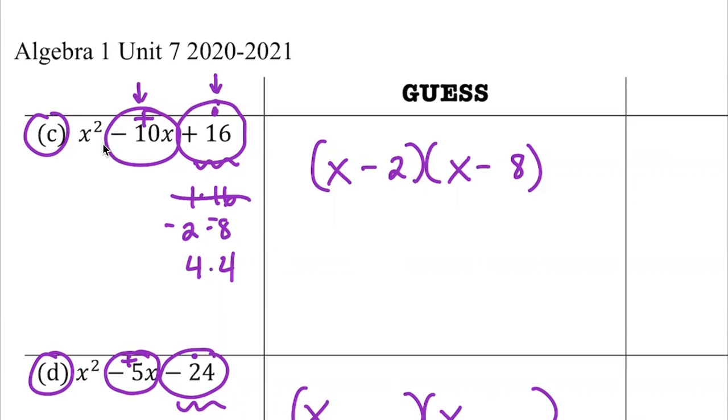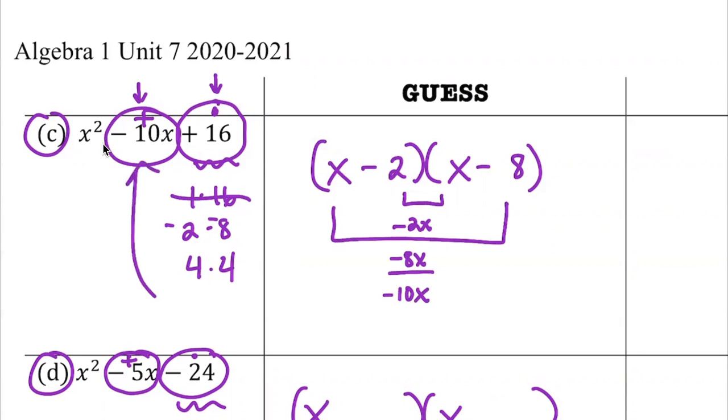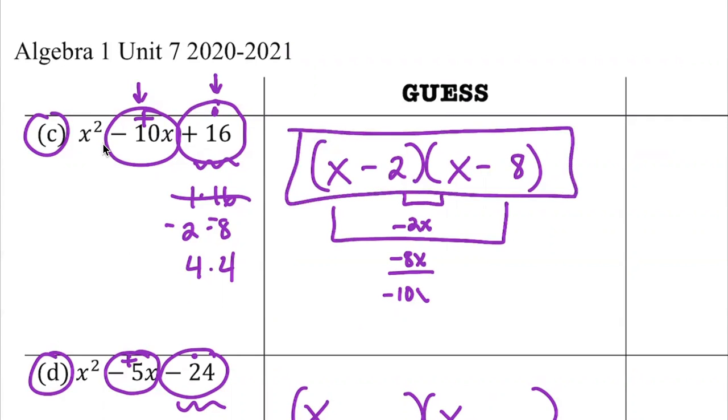And here's where that kind of check comes in. If we check this out, if I do negative 2 times x, we get negative 2x. X times negative 8 is going to be a negative 8x. And adding those together, we do get the middle term that you see here. And what that tells me is this is my final factored form.